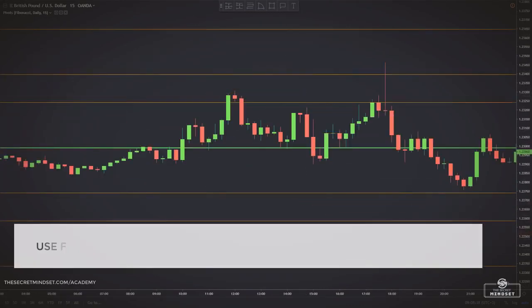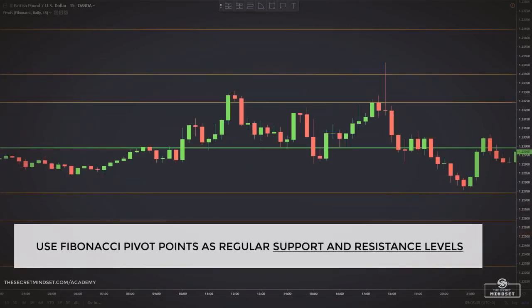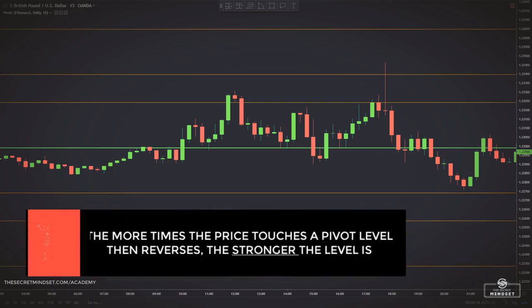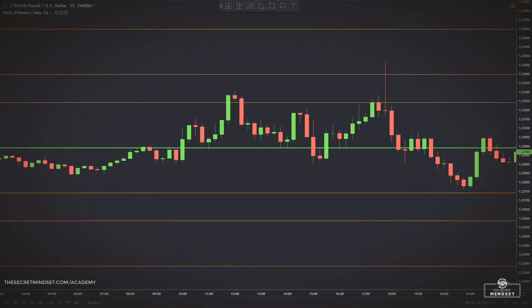So the simplest way to use Fibonacci pivot points is as regular support and resistance levels. Here are some important tips regarding Fibonacci pivot points you should be aware of. First, the more times the price touches a pivot level, then reverses, the stronger the level is. If the market found rejection at that particular level, it means it holds a great significance for market participants.